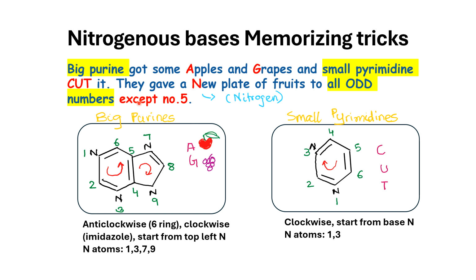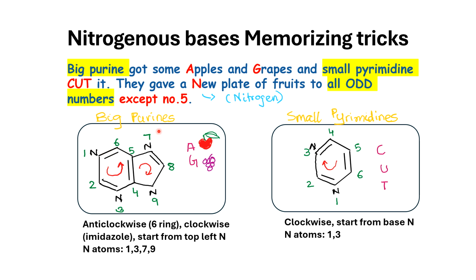Next is, how can we remember the nitrogen atoms? So remember this, they gave a new plate of fruits to all odd numbers except number 5. So new plate is nothing but nitrogen. So you put the nitrogen in all the odd numbers except number 5. So if you see purines, nitrogen atoms are present in number 1, 3, 7 and 9. And for pyrimidines, it is present in 1 and 3.